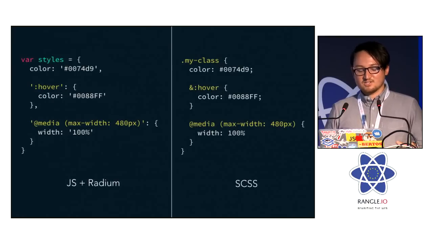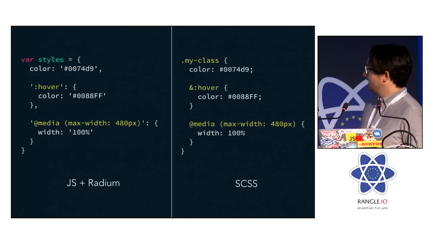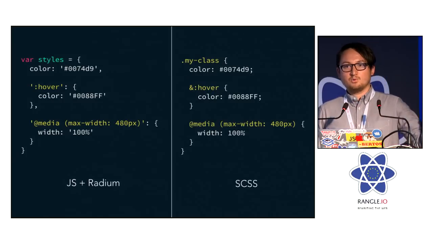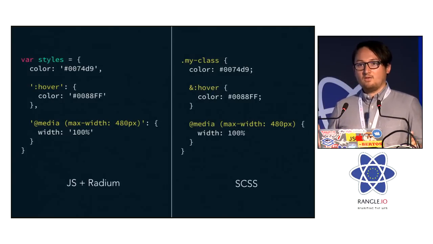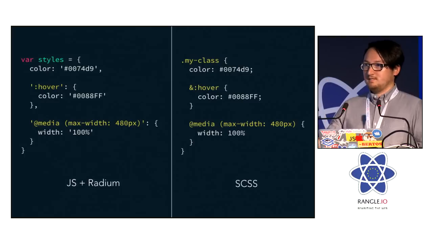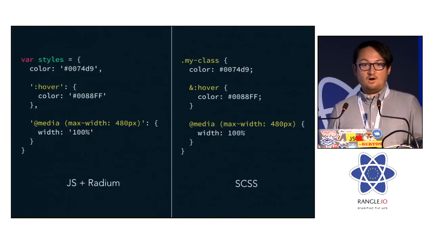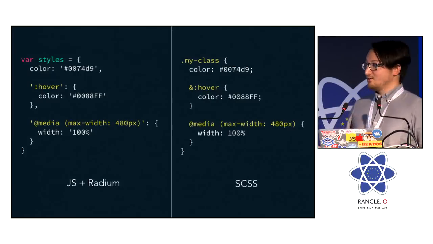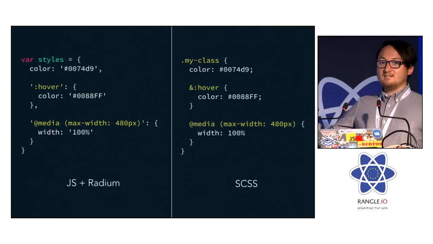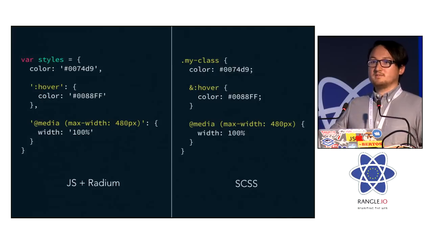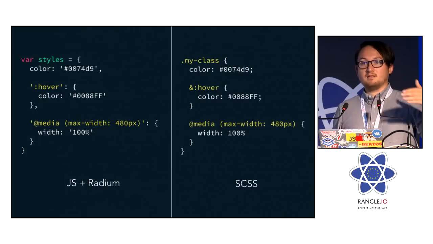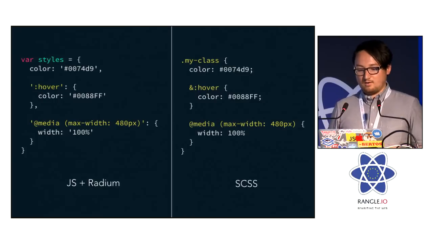So let's look at this. On the left, we have JavaScript with Radium. And on the right, we have SASS. SASS is kind of the de facto, right? All of my fellow designers at work love SASS, so I can actually pitch this. This is a huge win for teams that have an existing code base in something like SASS or LESS or what have you.